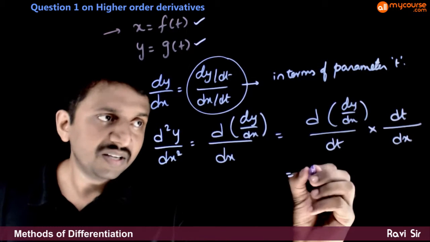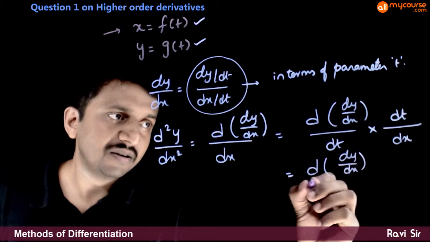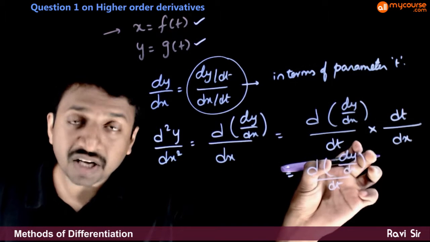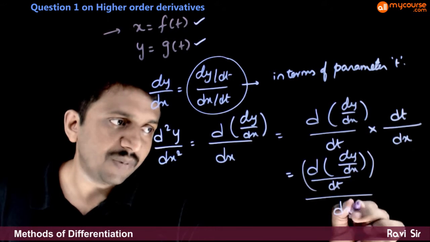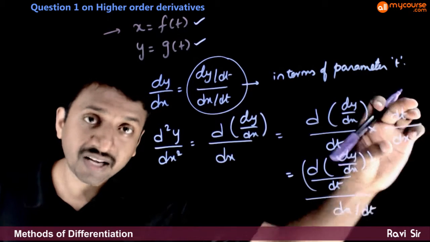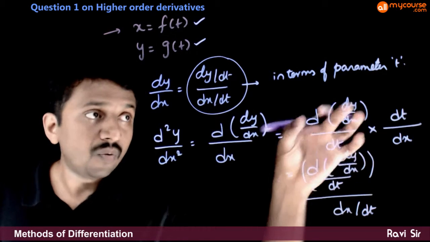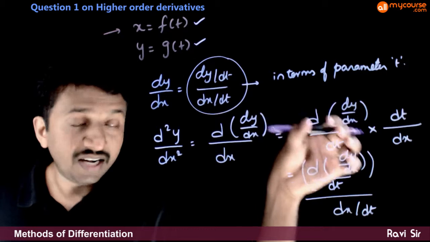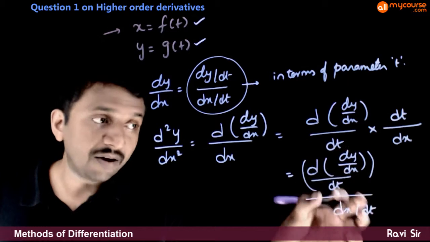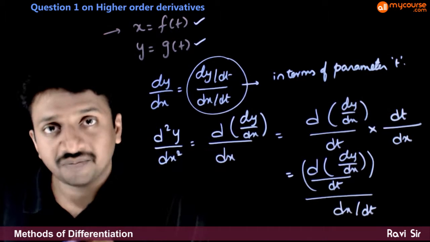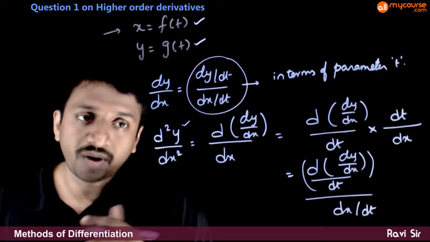So, that is equal to d of dy by dx by dt, that is differentiation of dy by dx with respect to the parameter again, divided by dx by dt. So, if I bring dt by dx onto the denominator, it becomes dx by dt. So, what you need to do is, whatever dy by dx you get here, in terms of t, you need to differentiate it with respect to t. But whatever you get, you have to further divide it with dx by dt again to get d square y by dx square. The same thing happens for d cube y by dx cube.